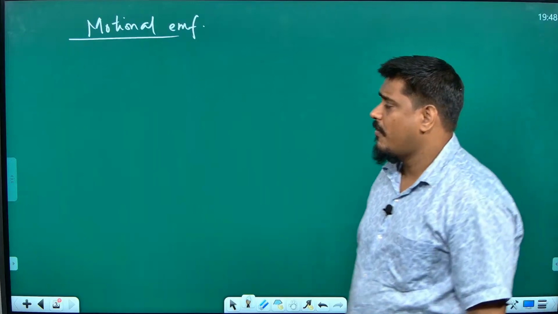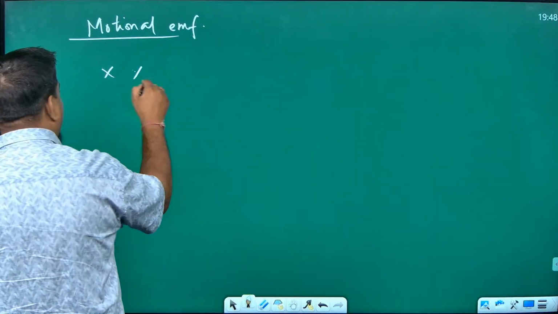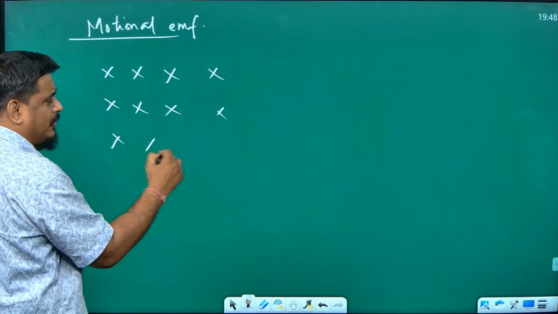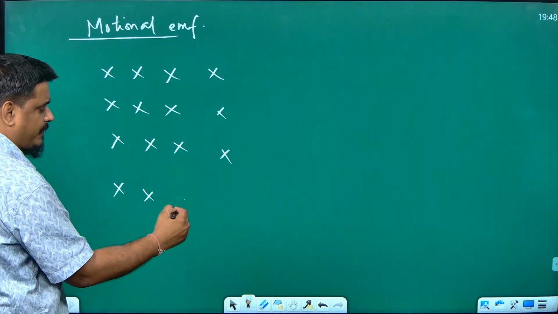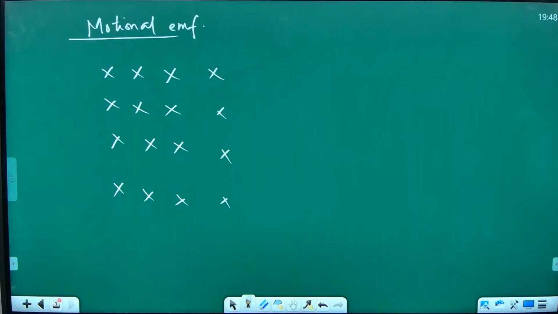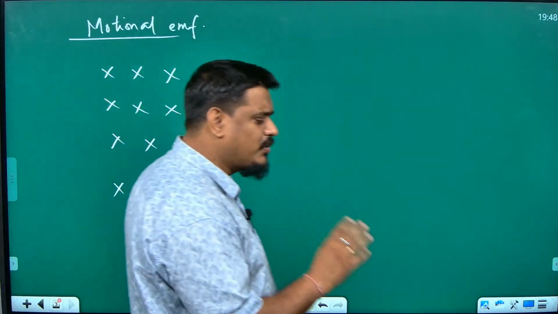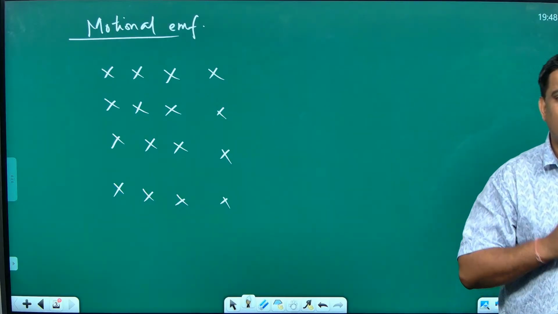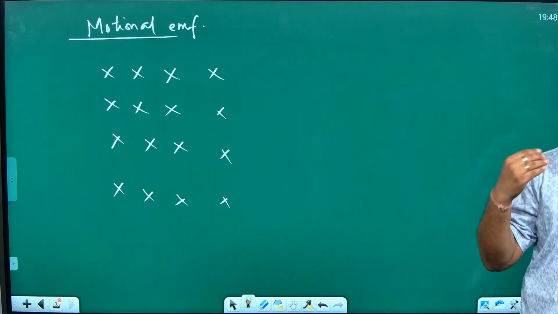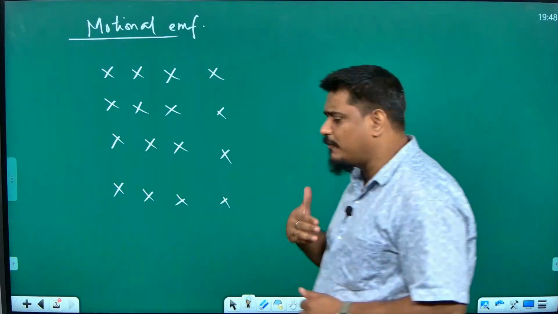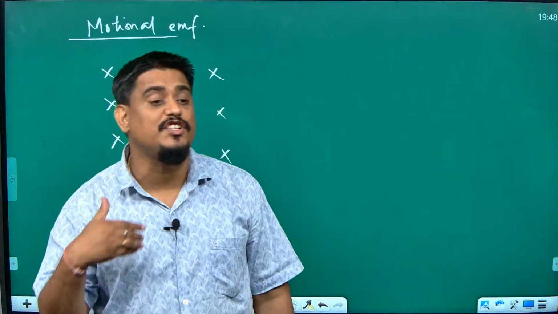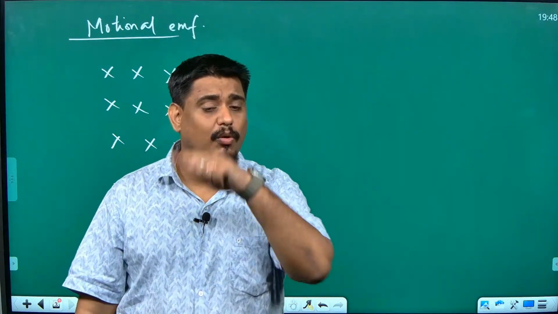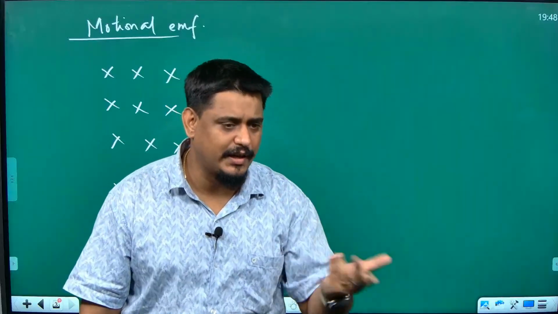Suppose you have a magnetic field here. What is this magnetic field? Into the plane, am I right? When I taught you in the last class about the electromagnetic induction concept, I said whenever there is a change in magnetic flux, there is an induced EMF. If the coil is a closed coil, we have induced current also.